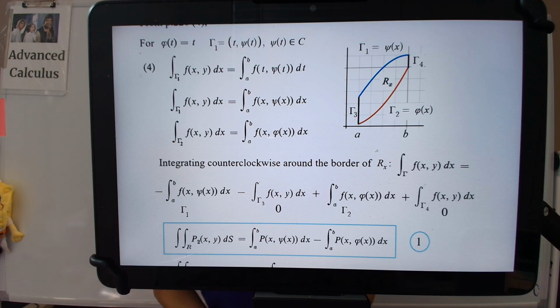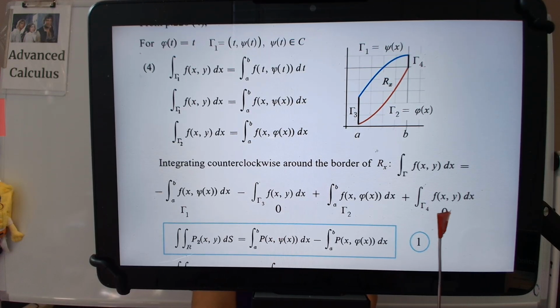Right? So integrating the function f over the entire boundary of Rx will be equal to, as we can see here, gamma 1, which is going down, so y is negative, and then gamma 3. We're going counterclockwise: starting at gamma 1 going downwards, then gamma 3 also downwards, then gamma 2 going up, and finally gamma 4 also going up. Now out of these, the gamma 3 integral is 0 because we're going straight up, so there is no dy. Okay, so dy is 0.